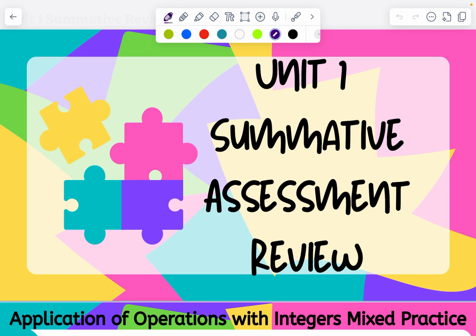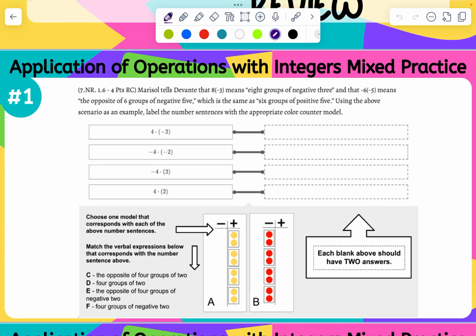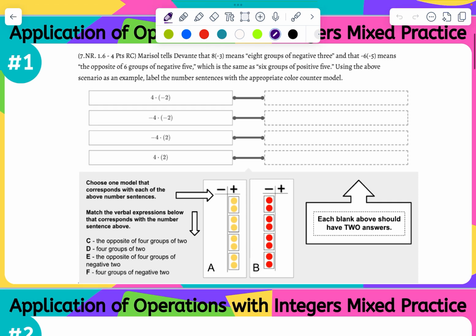So let's get this one done for our first unit test, our first summative assessment. This is a review. I went over with you today the handouts that you would need. There's 10 questions on here. These are all questions that I have looked at and said these are questions that will be critical for you to be able to do in order to do well on the assessment tomorrow. So the first one is the application with operations with integers mixed practice handout. And I'm going to do all 6 of the questions that are on this handout, okay?